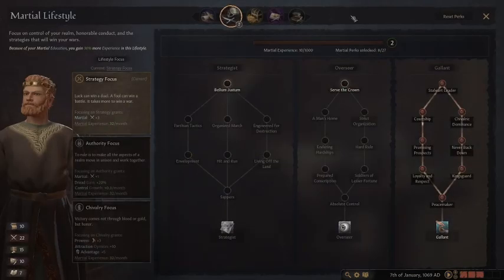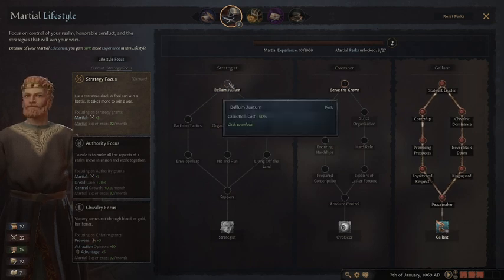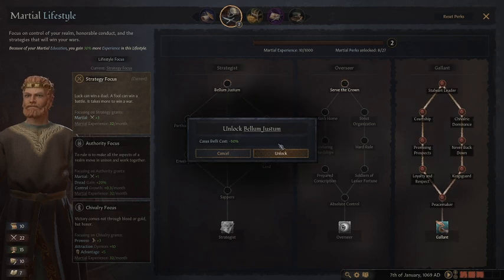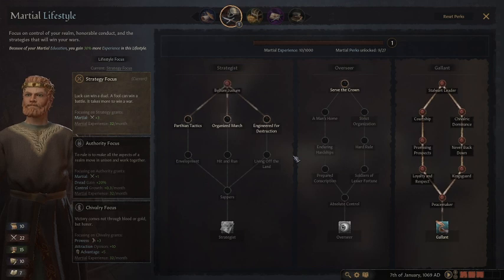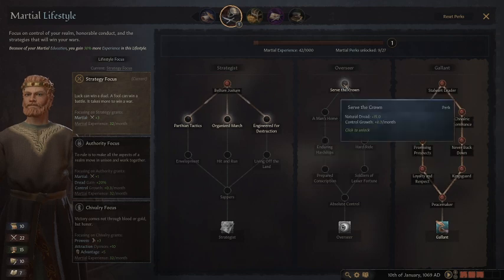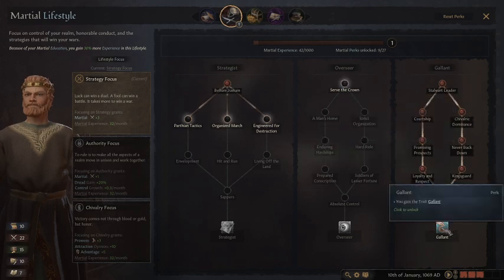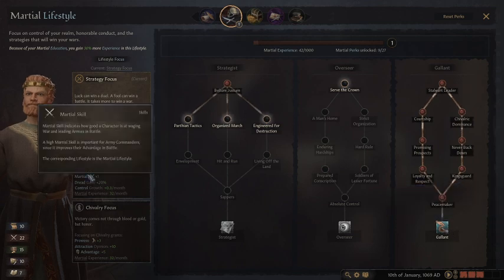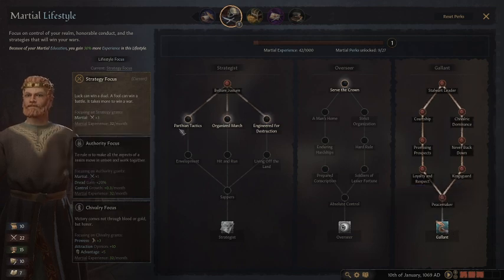Oh, I can unlock two perks now. Gonna go for Bellum Justum, which lowers the caster's melee cost by 50%, so we should be able to easily go for that next power of Ireland now. But also, we have options of serve the crown, gaining the gallant trait, or any of these three.